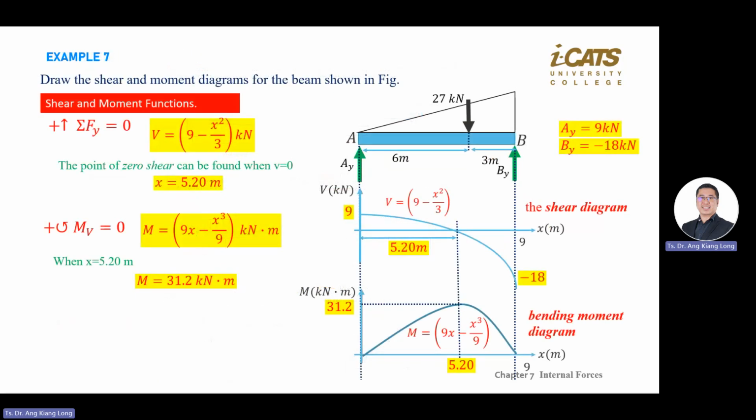Okay, so we are done for the moment diagram. What I need to highlight here: if you have a focus load, you get a straight, sharp line. If you have a distributed load, then you have a curve.